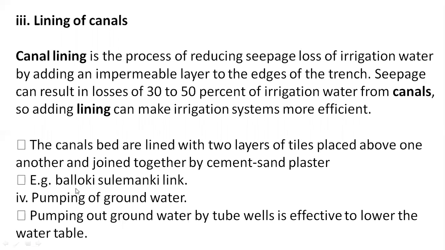Pumping of the groundwater is the fourth thing which we have to do. Pumping out groundwater by tube wells is effective to lower the water table. This is again an example by which you can reduce the amount of water on the land and will be responsible to reduce the water logging conditions.